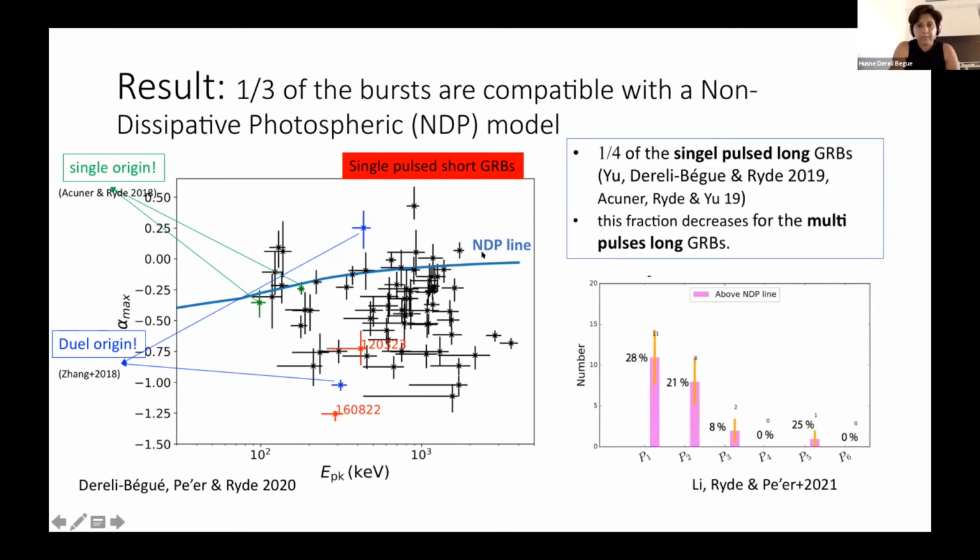And when we check this sample, which is compatible with the photospheric emission, we find that the fraction is one third of the sample, like 35 of them are compatible with the pure thermal emission. And we compare this with the one obtained from the long GRBs, it is larger. And if we compare this fraction with multi-pulse long GRBs, you will see from the talk of Liang, this fraction in the first peak is larger, and in the other peaks, the fraction is decreasing.